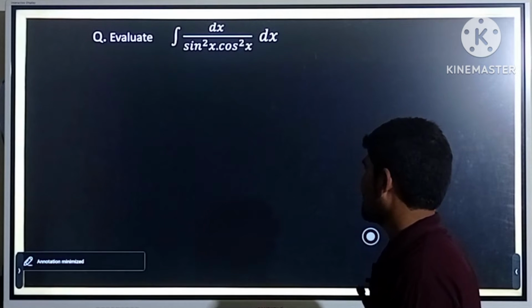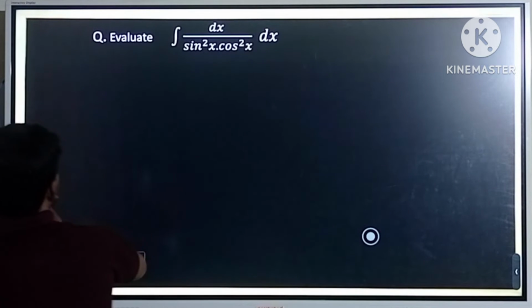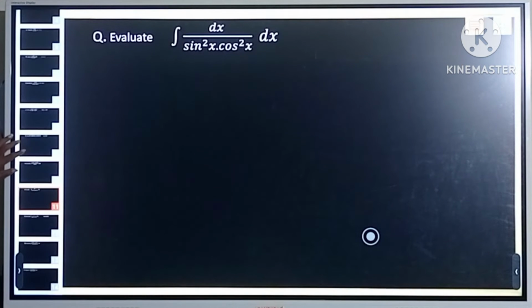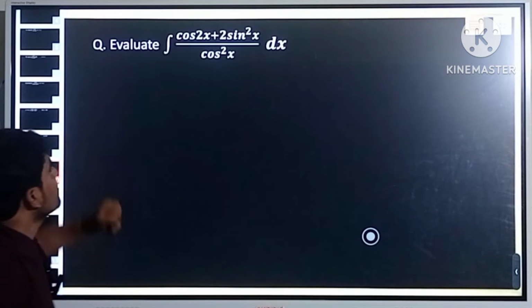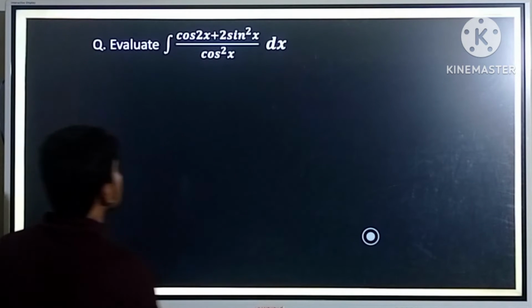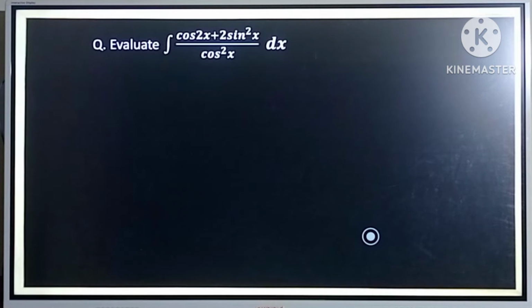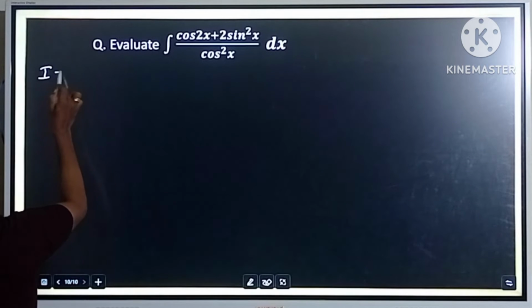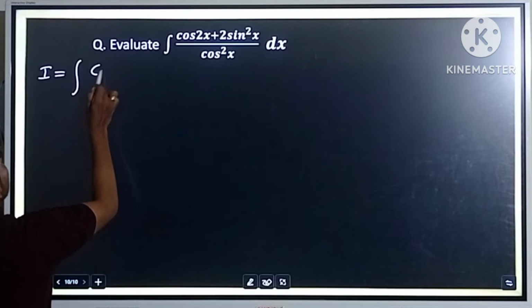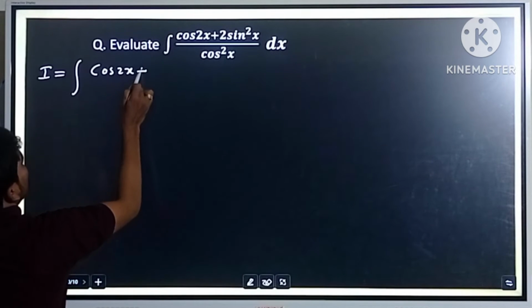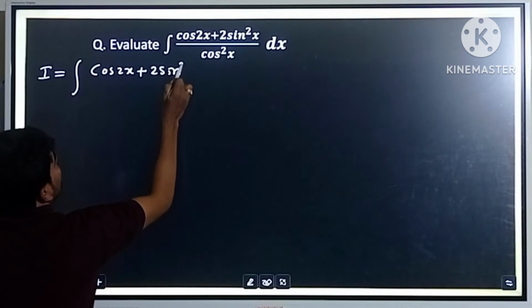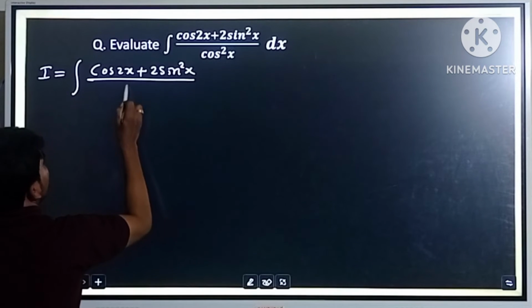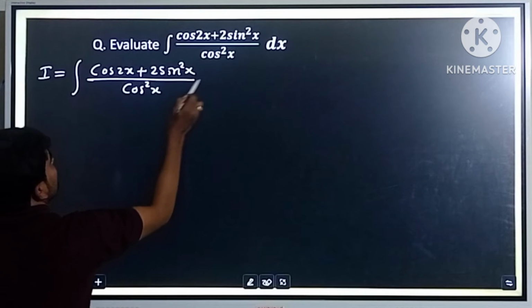Now let's start the next question. And the next question is: evaluate the integration of (cos 2x plus 2 sin square x) divided by cos square x dx. So let's say this given integral problem is I. I is equal to the integration of (cos 2x plus 2 sin square x) divided by cos square x dx.